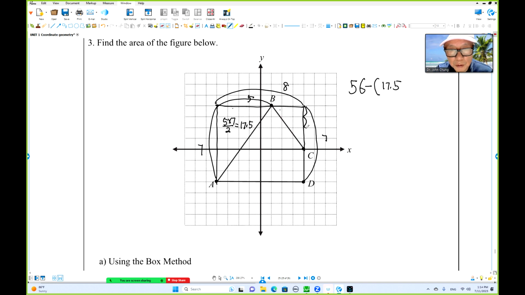The other one is 1, 2, 3, 4. 1, 2, 3. 3 times 4 and divide by 2 is 6. 56 minus 23.5, right? How about this one? 32.5, okay. That's the answer, right? Now we're gonna use shoelace.